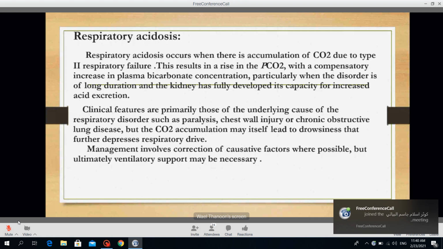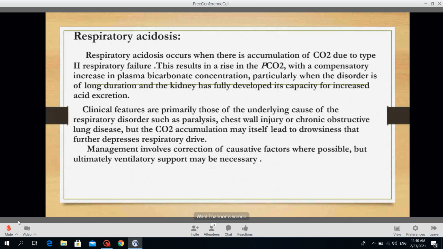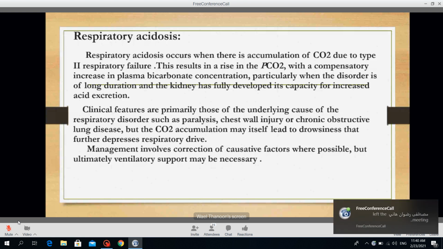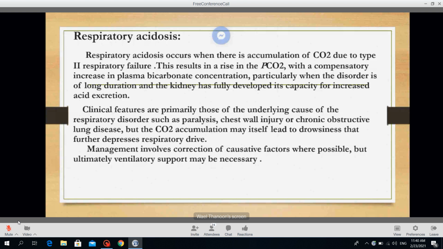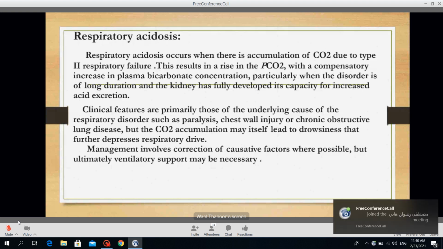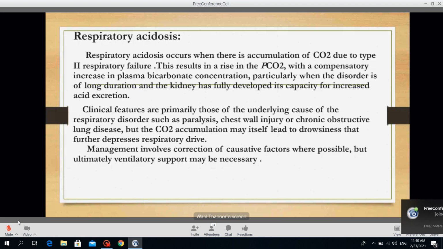Clinical management involves correction of the causative factor where possible. If there is a fracture, chest wall fracture, or paralysis, we can help the patient with mechanical ventilation. For CO2 retention due to COPD, we can treat the COPD with inhaled steroids and bronchodilators. For low-level oxygen, controlled oxygen. But ultimately ventilatory support may be necessary.